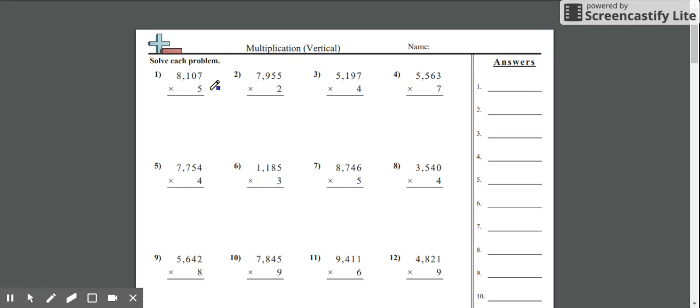Okay, so we're going to begin working this problem out. 5 times 7 is 35. So I'm going to write down my 5 and carry my 3 on top of the 0.